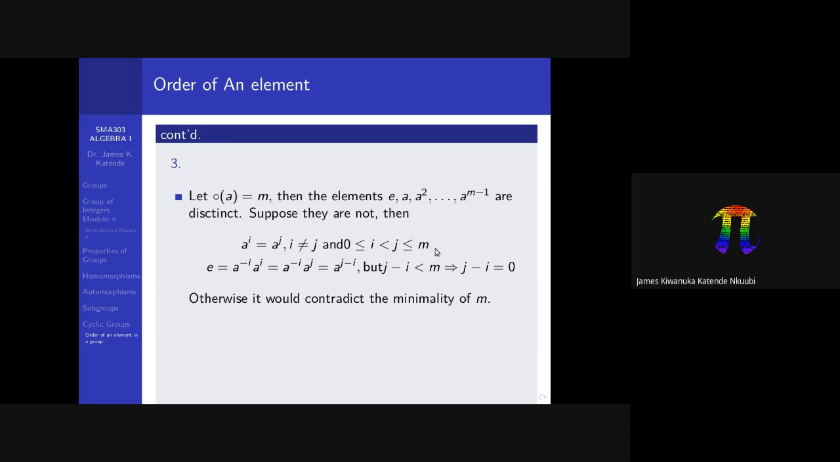So again, this is a problem for us because we have found a smaller positive integer than m, which is this j minus i, such that a^(j-i) gives us the identity. So that cannot happen unless j minus i is equal to 0, because the smallest positive integer that's supposed to work in this case should be m. So j minus i is smaller than m, and therefore cannot give us the identity element unless j minus i is equal to 0.